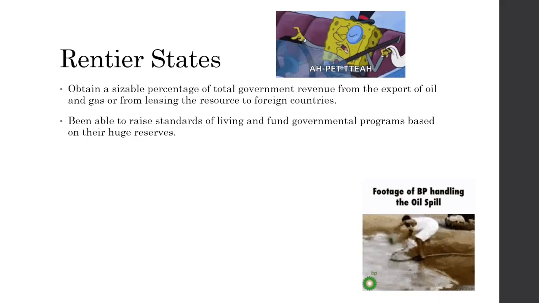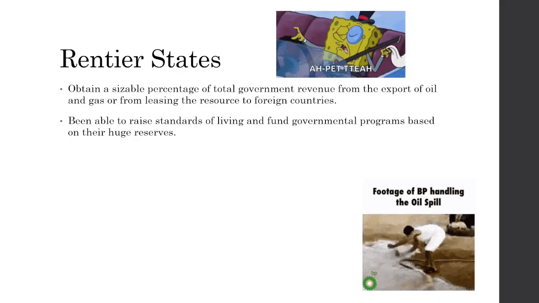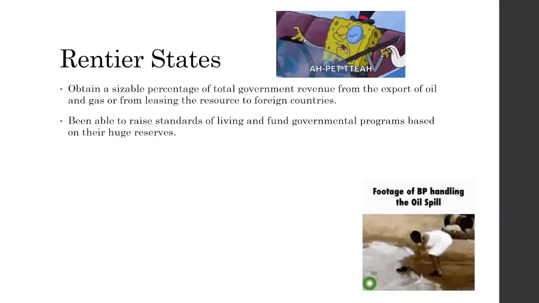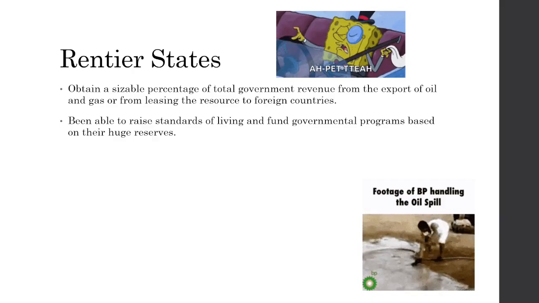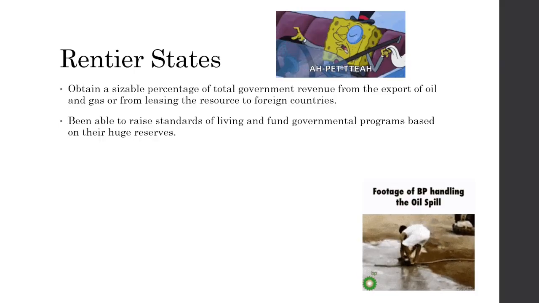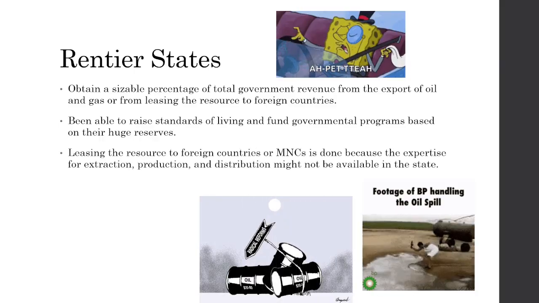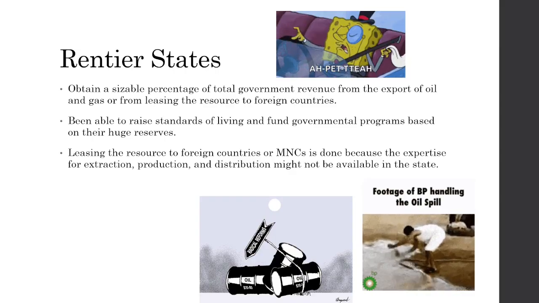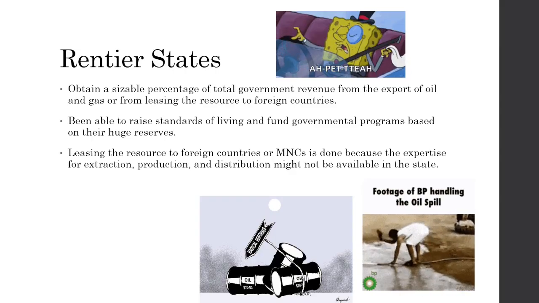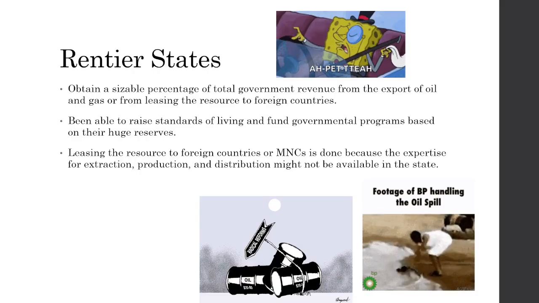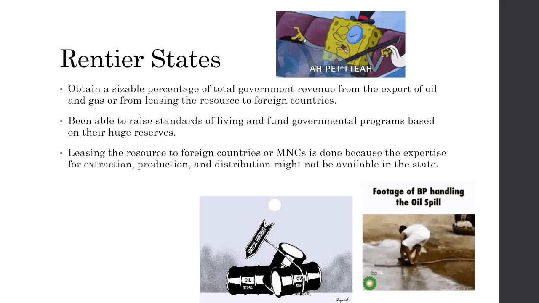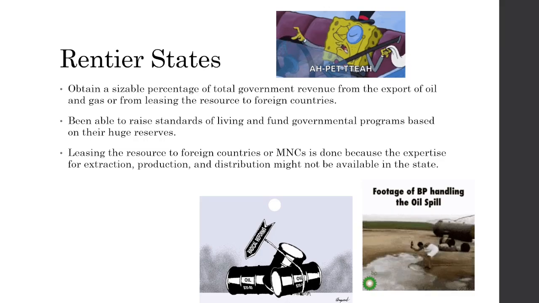So, rentier states are able to raise standards of living and fund government programs based on their huge reserves. So, basically, if the oil market's doing well and they're leasing the resources to a lot of countries, they're going to raise their standards of living. Leasing the resources to these foreign countries, or they can do it to multinational corporations, it's done because of the expertise that these other parties have revolving extraction and production and distribution that may not be available domestically.